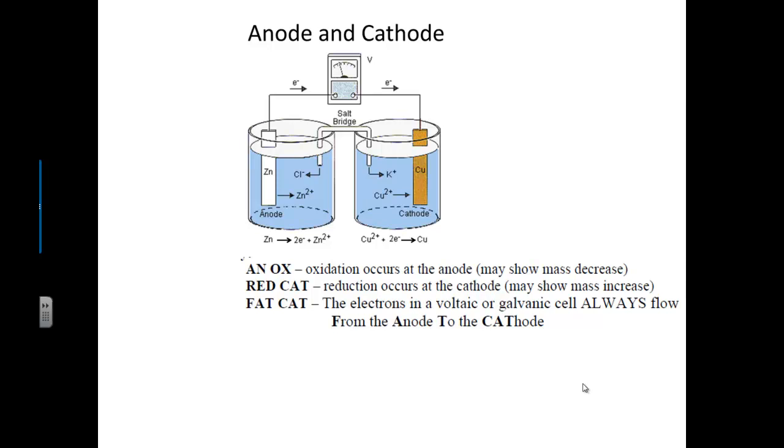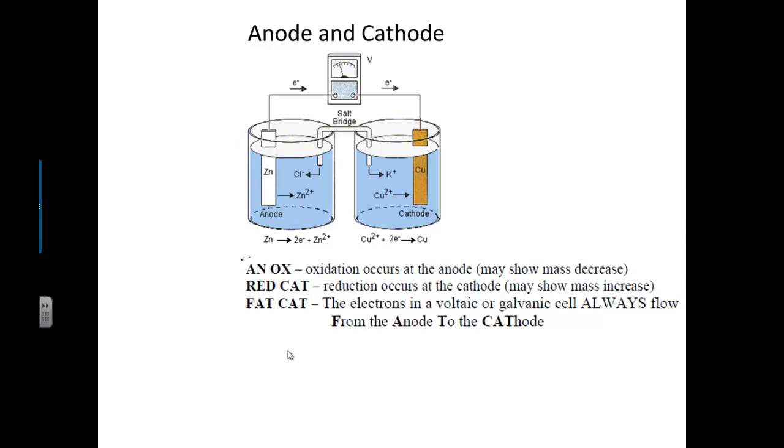Okay, so one of the things you're going to have to be able to do is draw an electrochemical cell, and part of that will be to identify the anode and the cathode. And in order to do that, you need to know what's occurring in each one. So the anode is where the oxidation occurs, and the cathode is where the reduction occurs.